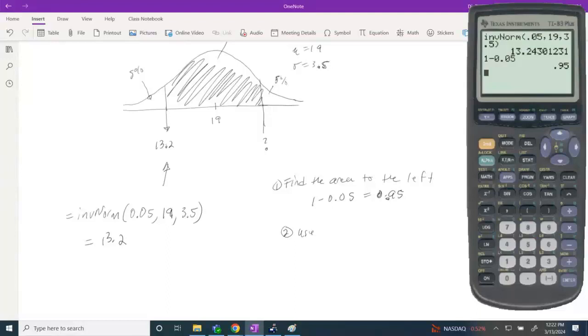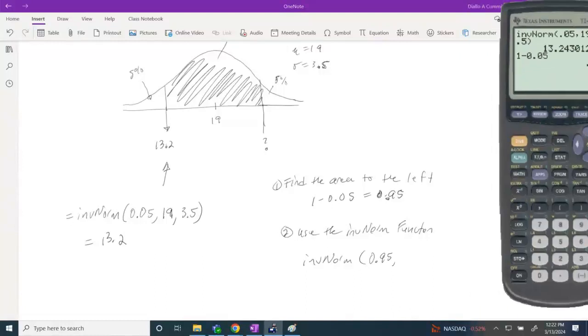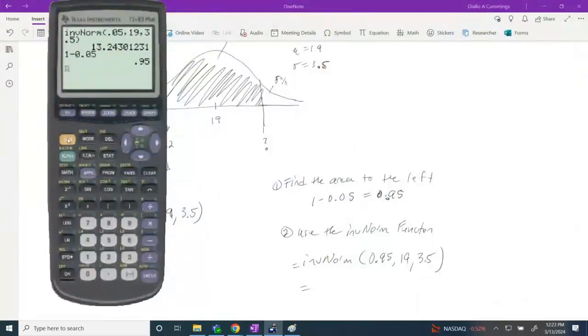So I want to use 0.95 in my calculation. So I'm going to put in inverse norm. I'm going to put in 0.95. I'm going to put in the mean, which is 19, and the standard deviation, which is 3.5. So that's inverse norm 0.95, comma 19, comma 3.5. And we get 24.8.